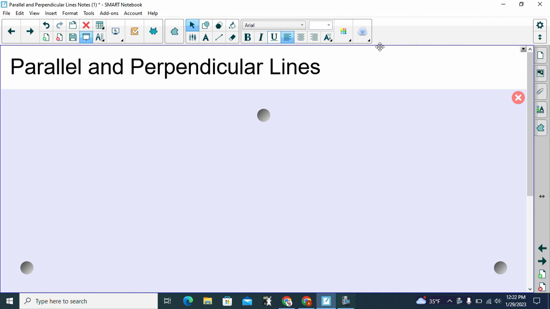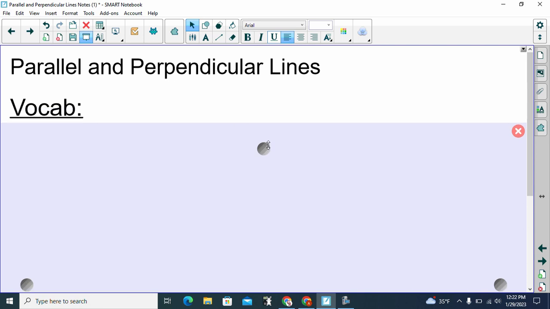Notes today are on parallel and perpendicular lines. We'll be defining what parallel and perpendicular mean. We will talk about the slopes of lines that are parallel or the slopes of lines that are perpendicular. We'll talk about how to tell if two lines are parallel, perpendicular, or neither. And we'll also be writing equations of parallel and perpendicular lines.